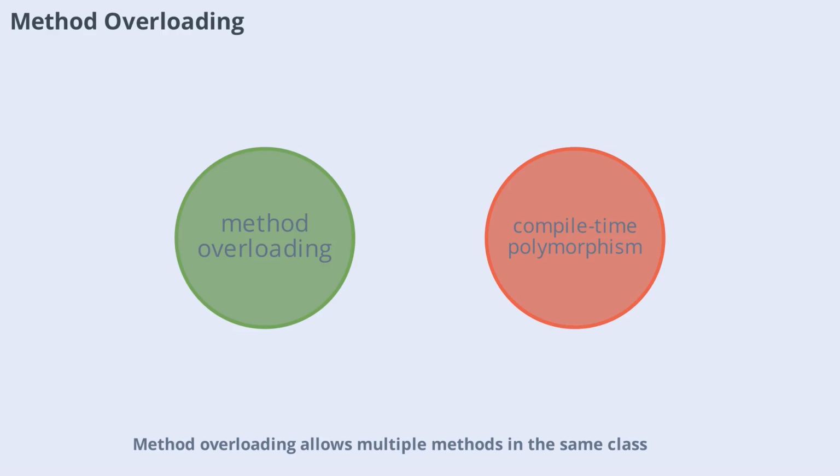Method overloading allows multiple methods in the same class to have the same name but different parameter lists. This is known as compile-time polymorphism. For example, you might have several multiply methods that accept different numbers of parameters. The compiler determines which method to call based on the arguments provided.